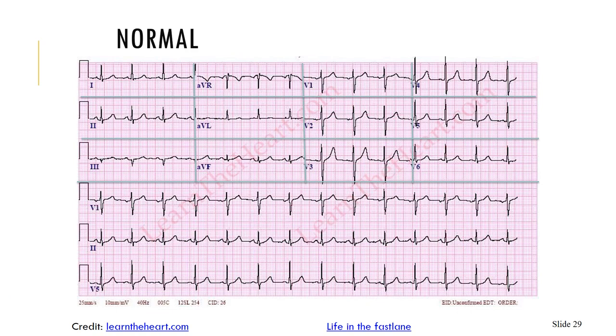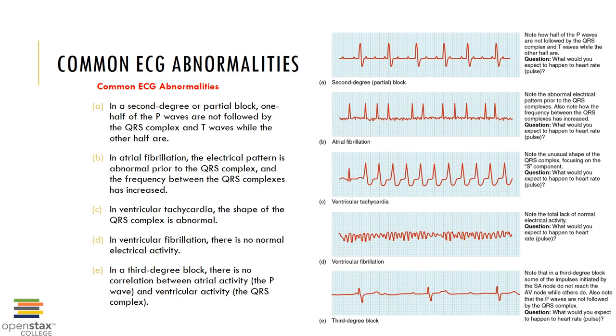Here you can see some differences in electrocardiograms, and you can see the difference in the waves produced, both normal and abnormal. Here are also some common EKG abnormalities outlined.